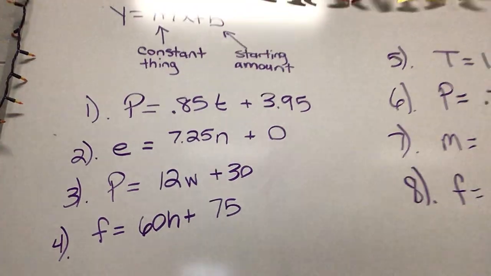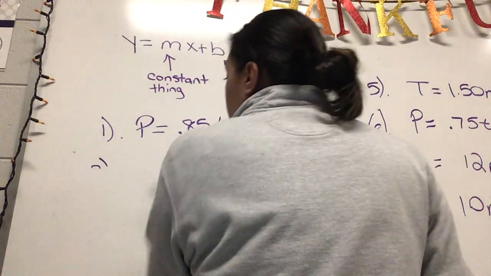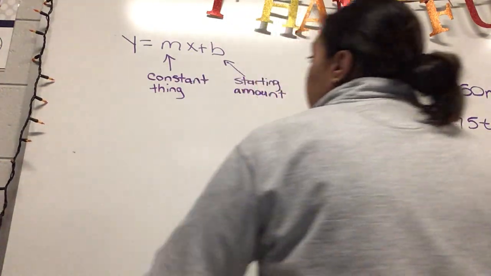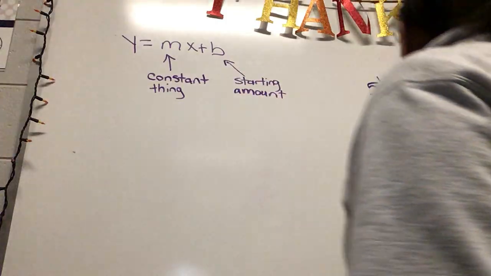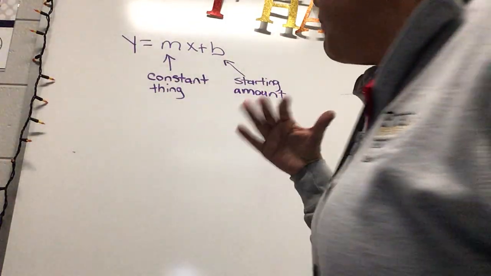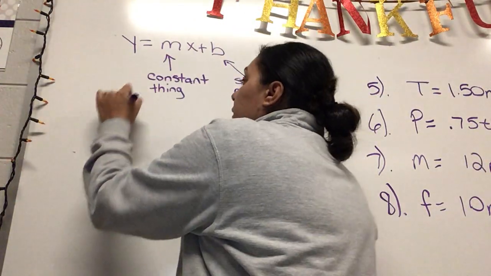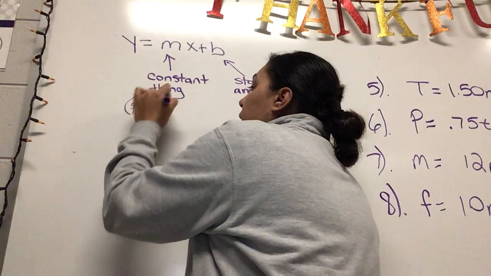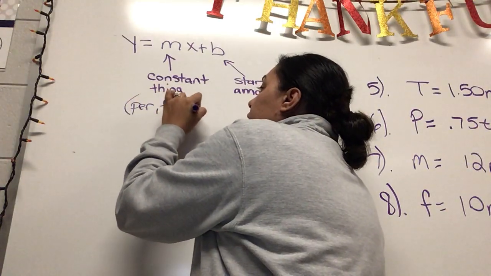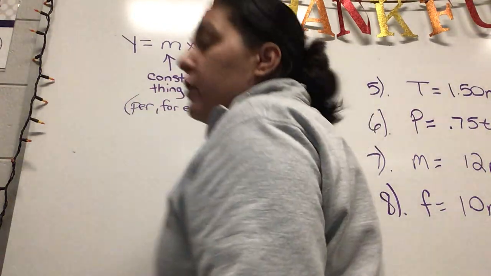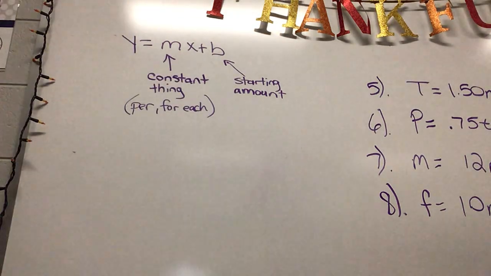Okay, we're going to slide back over here. Remember, this back part is our starting amount. We just talked about and said $4.75, that's that starting amount. And then this is that constant thing, a per for each. You can even write yourself a little note: this means per for each. Those are keywords to let you know that that part is there.